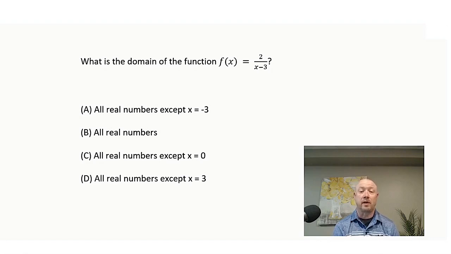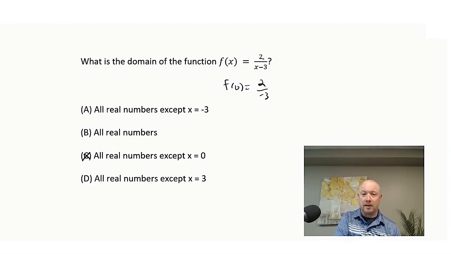What is the domain of the function f of x is equal to 2 divided by x minus 3? Is it A, all real numbers except x equal -3? Is it B, all real numbers? Is it C, all real numbers except x equals 0? Is it D, all real numbers except x equal 3? Okay, so the first answer I'm going to eliminate is all real numbers except x equals 0. X equals 0 is okay, because if we plug in 0 here, we would get 2 over -3, so that's fine. So I'm going to eliminate choice C.